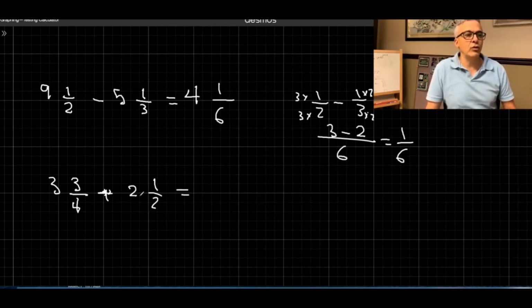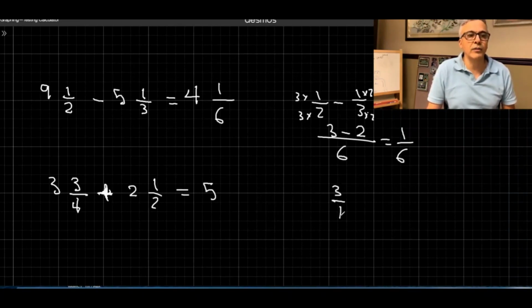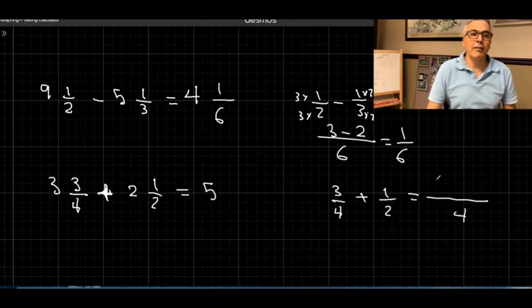This is a little bit tricky, so the same thing, we're adding mixed numbers, so we go 3 plus 2 is 5. I take the 3/4 plus the 1/2 to the side. My common denominator here is 4, and I'm going to get 3, multiply this by 2, multiply this by 2 if you like that, plus 2, which is 5/4.